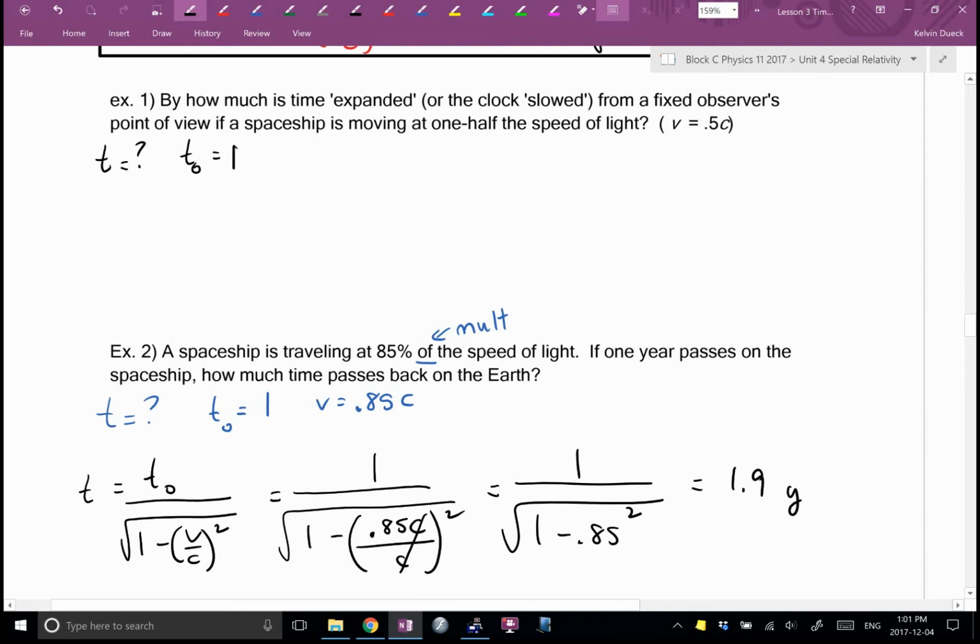Or 1 second, because 1 second will work too, or 1 day or 1 hour or whatever. Here's the key. In this question, what's the speed? 0.5 c. So now our equation is going to look like this. T equals T0 all over 1 minus V over C all squared, and the bottom is inside a big square root.